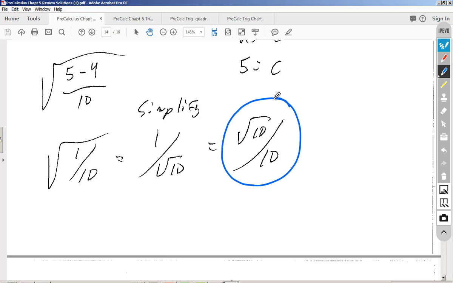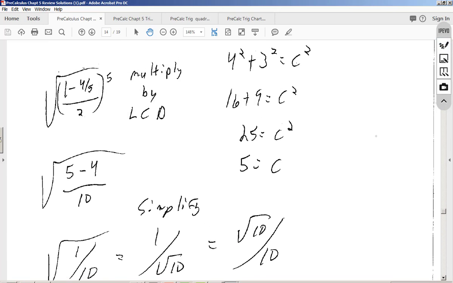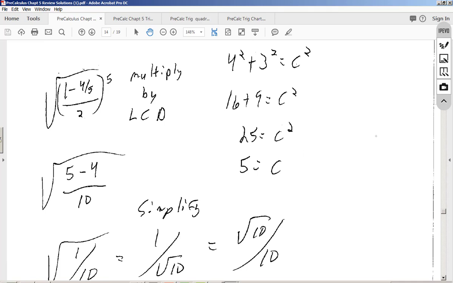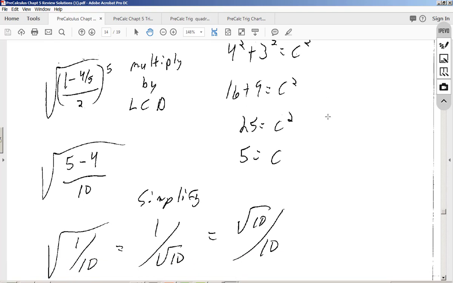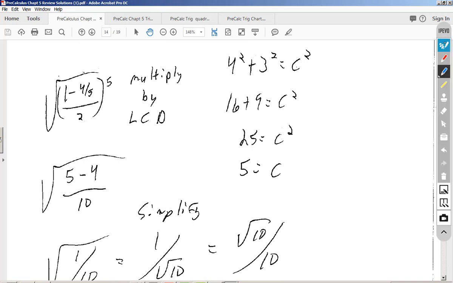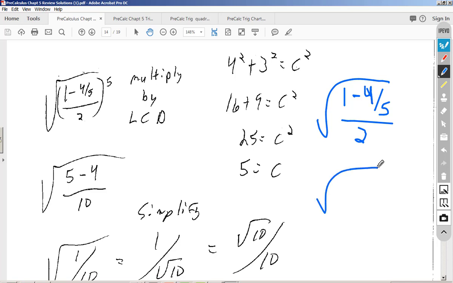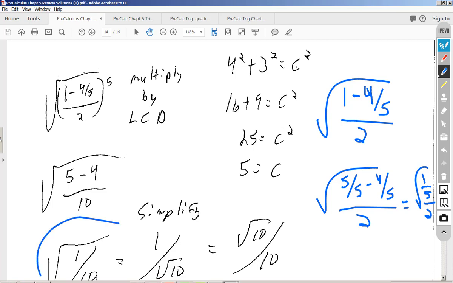So notice right here, I'll show you step by step how we got to the square root of 10 over 10. So right over here, when I have 1, the square root of 1 minus 4/5 all over 2. So that is the square root of 5/5 minus 4/5 all over 2. So that's going to be the square root of 1/5 over 2. You flip and multiply, and that's how you end up with the square root of 1/10.